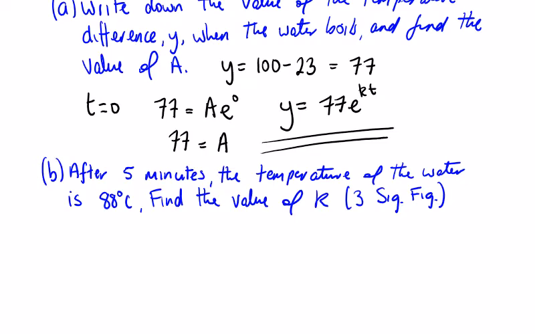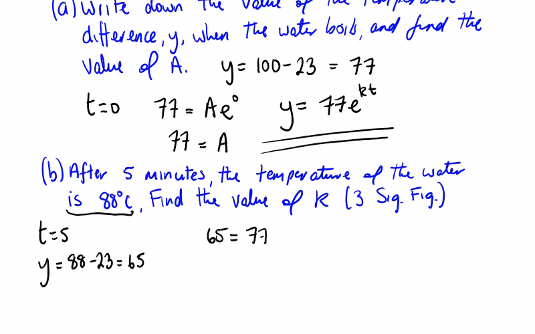Part B, after 5 minutes, so T is equal to 5, the temperature of the water is 88, so Y is equal to the difference between 88 and 23, which is 65. Find the value of K. Okay, so we have 65 is equal to 77 e to the power of 5K. So 65 over 77 is equal to e to the power of 5K.